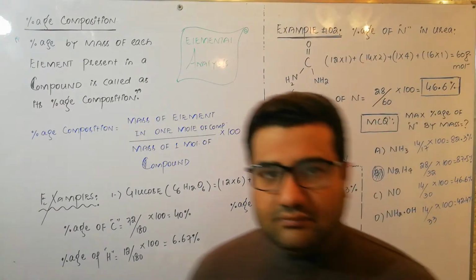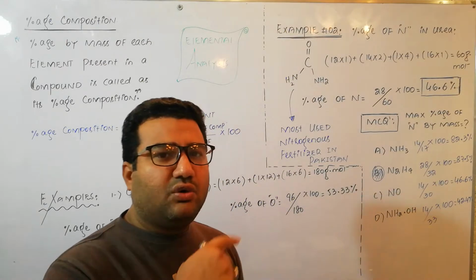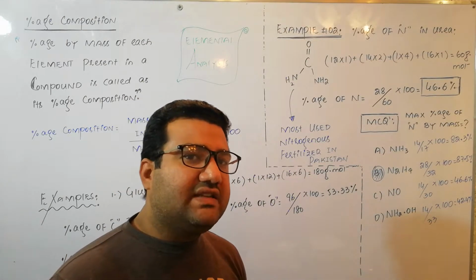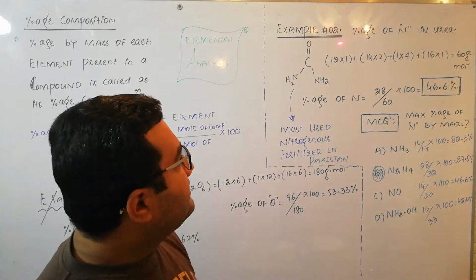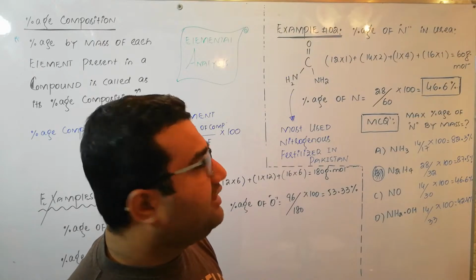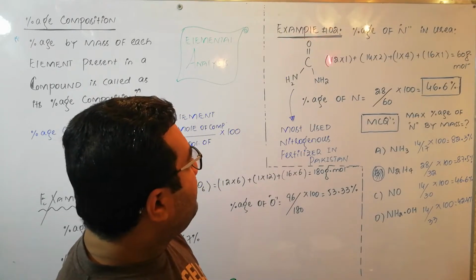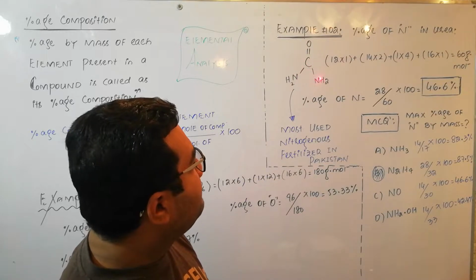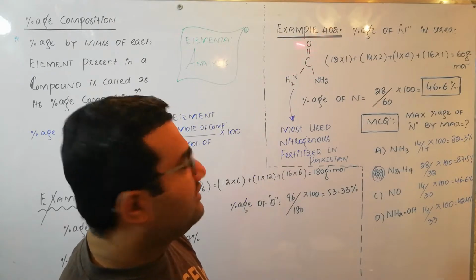Sometimes the percentage composition of the whole compound is not required. Only the percentage of a single element is required. Just like the second example: calculate the percentage of nitrogen in urea. The formula of urea is shown here. It has 1 carbon atom, 2 nitrogen atoms, 4 hydrogen atoms and 1 oxygen atom.